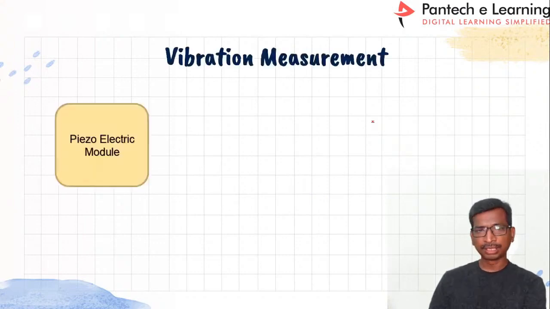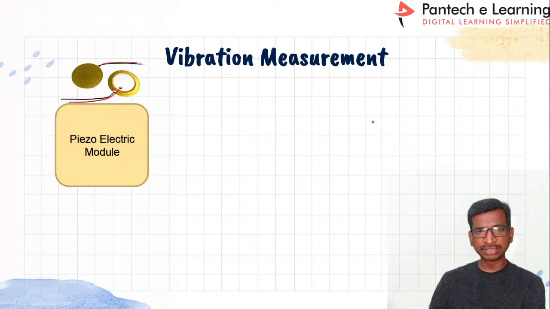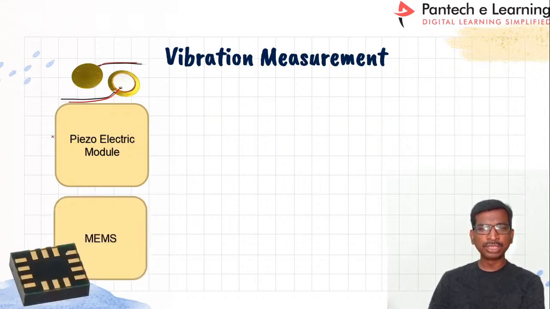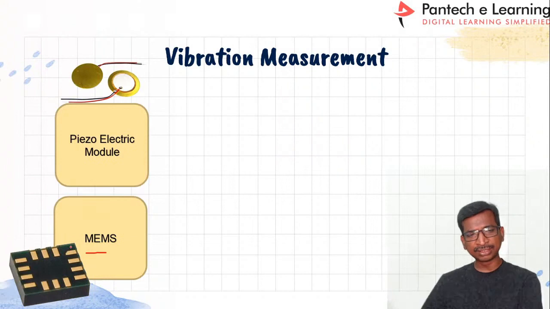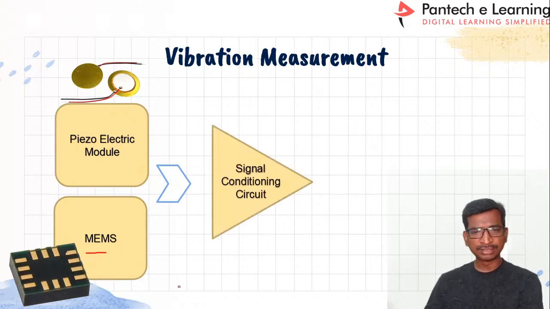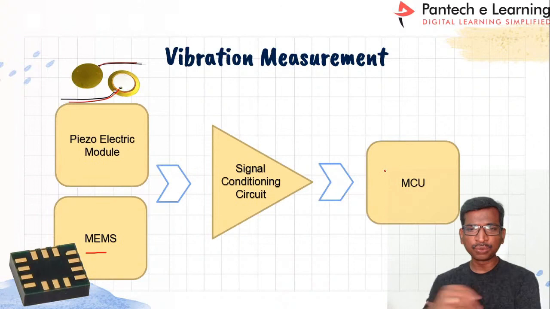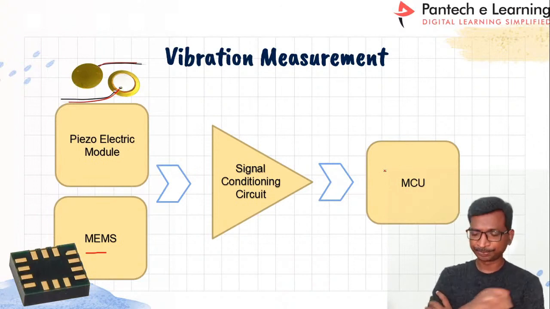And the next one is the vibration sensor. For vibration sensors there are two different methods used. One is called the piezoelectric model and another one is called the MEMS model. The MEMS is nothing but the latest technology. So here there are different elements we have to use. After the sensors we have to use the signal conditioning circuit. So this signal conditioning circuit will generate the required voltage as per the microcontroller.